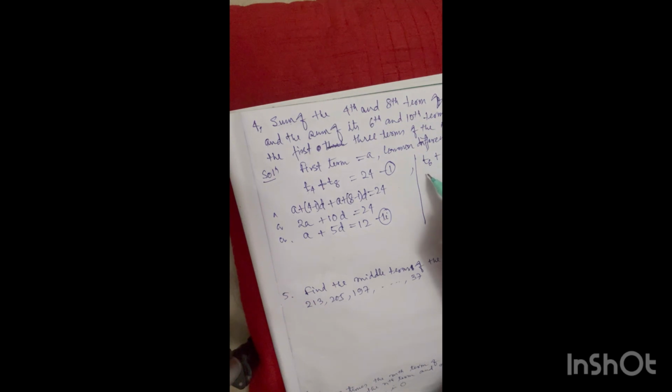Accordingly, the second can be written as A plus 6 minus 1 into D, plus A plus 10 minus 1 into D, that is equal to 44. By simplifying I get 2A plus 5D plus 9D, that is 14D, equal to 44. Again I can reduce by 2, as all are multiples of 2, and we get 22. So this is my second equation.